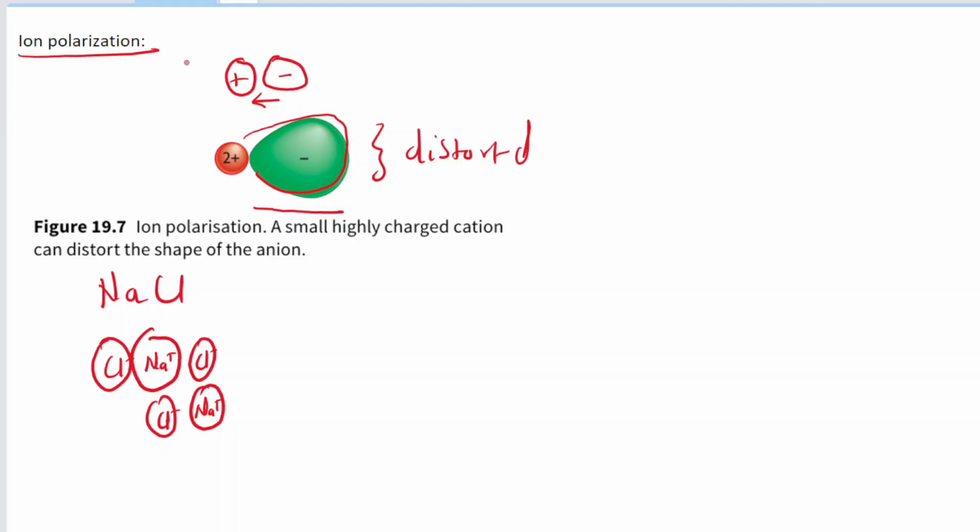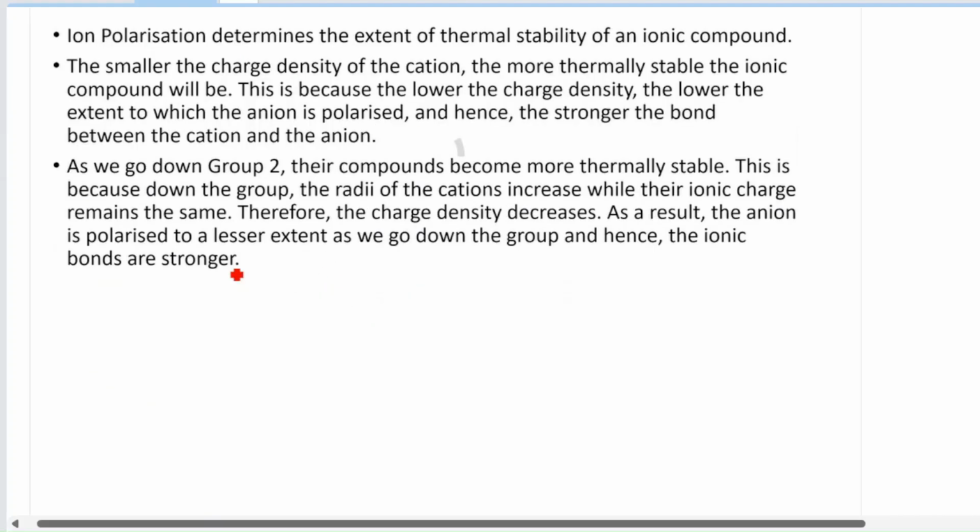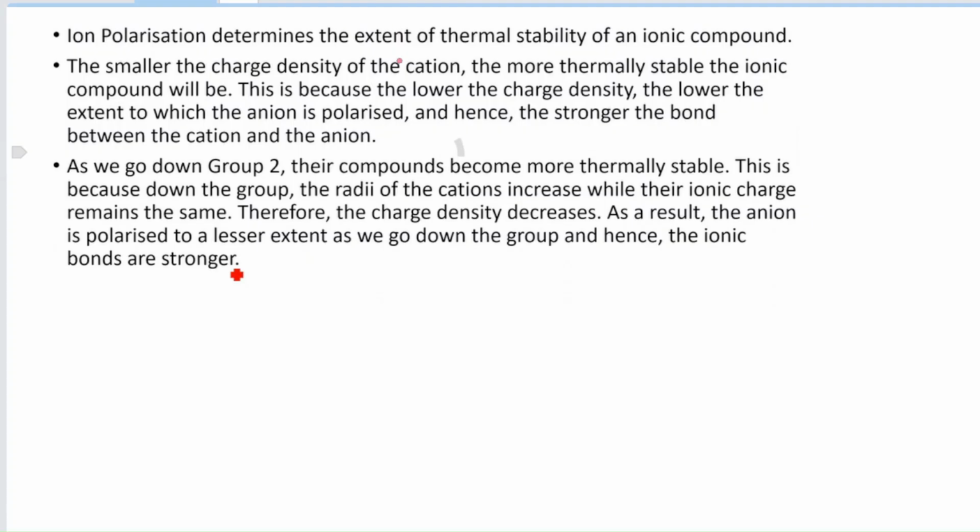So this is called ion polarization, and the ability of the cation to polarize the anion is called the polarizing power of the cation, right? So the ability of the positive guy to pull this anion to it is called the polarizing power of the cation. Okay, now the reason why we are learning about ion polarization is because it does one very important thing, which is it determines the thermal stability of an ionic compound. So how stable it is.